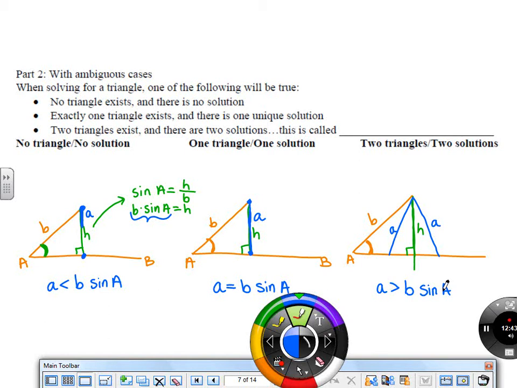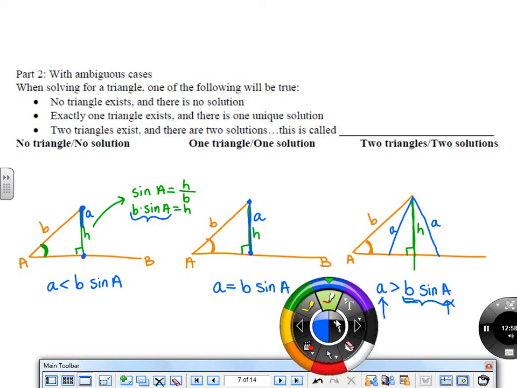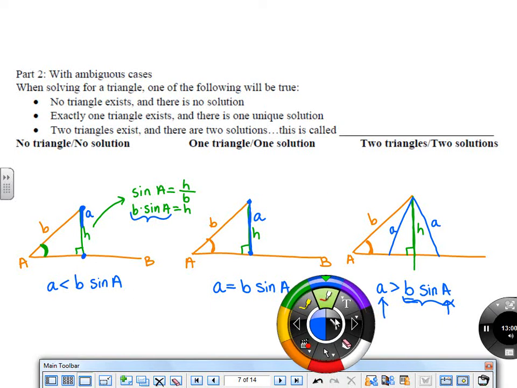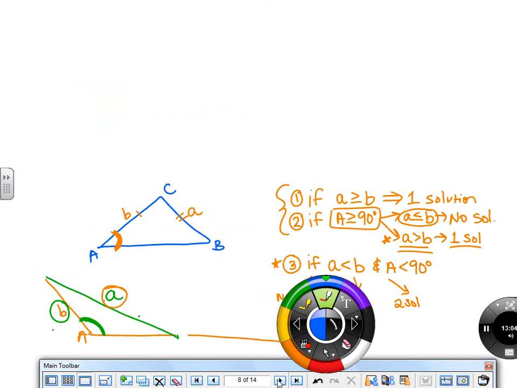Now instead of remembering the formula, try to remember that this little a is the side across from the given angle, and it's being compared to the other given side times the sine of the given angle, because they could change the letters on us, okay? All right, so this means each time we do a problem, we're going to go through this process of analyzing what is really going on.